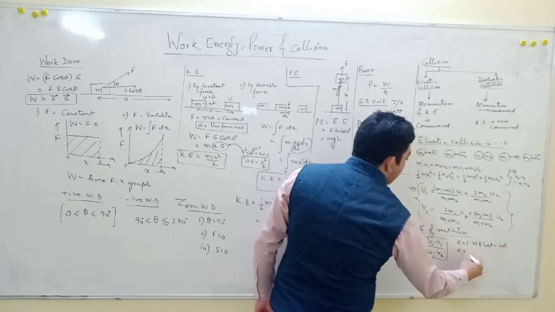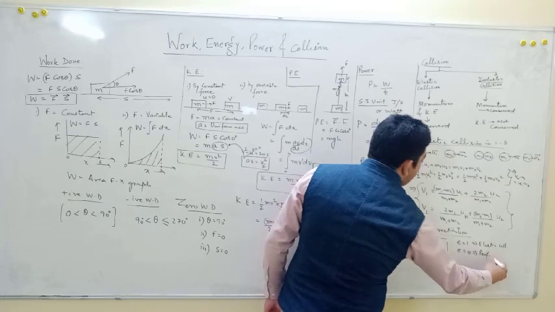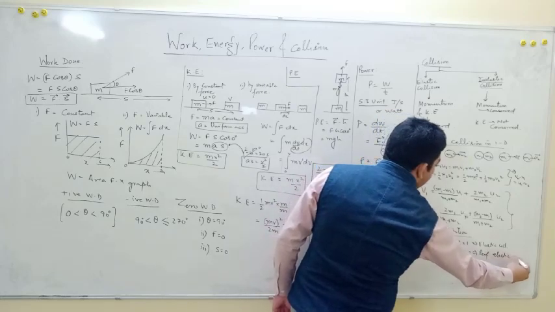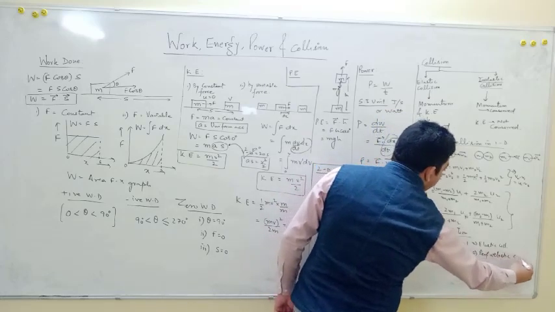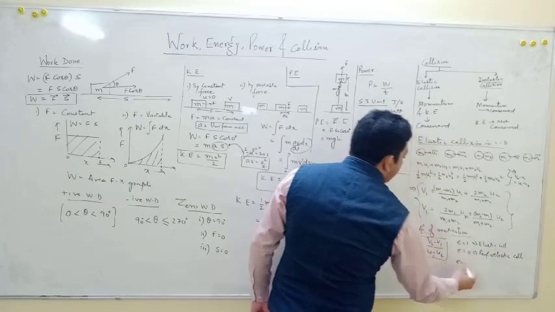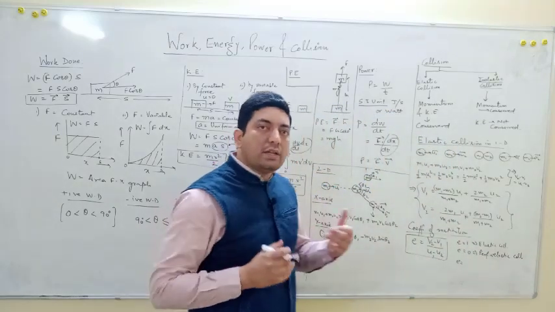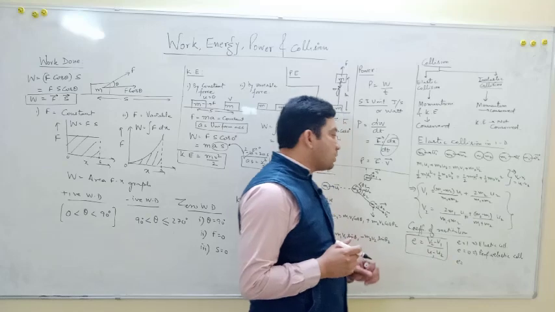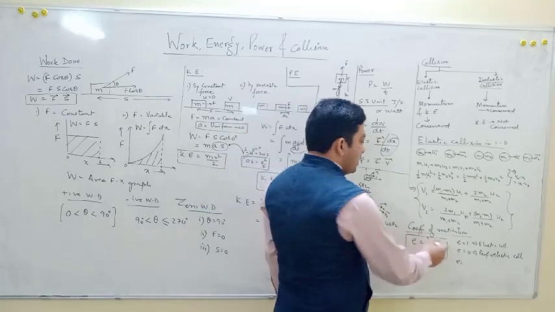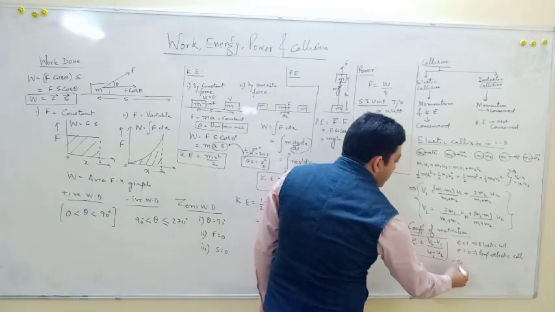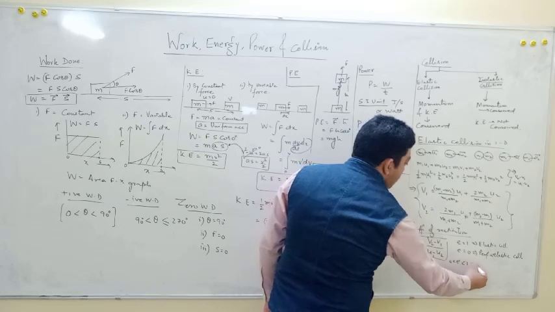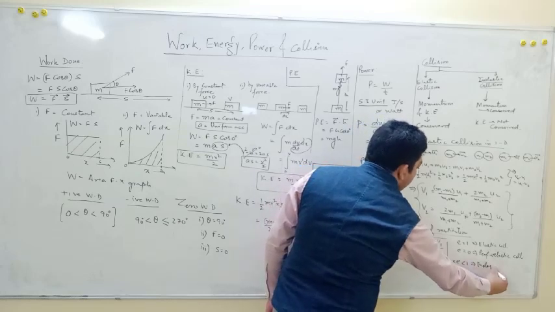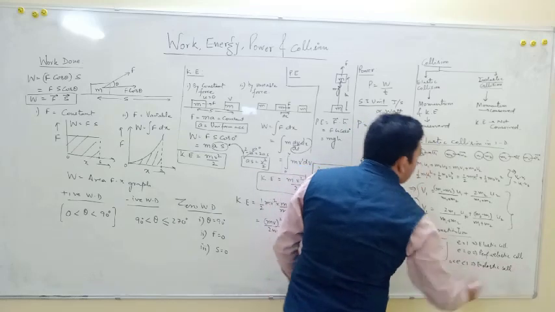If its value is 0, then it is called perfectly inelastic collision, meaning after collision both the bodies will stick together and will move together. So that is called perfectly inelastic collision. Here v2 will be equal to v1, and if e is greater than 0 and less than 1, then it is called inelastic collision.